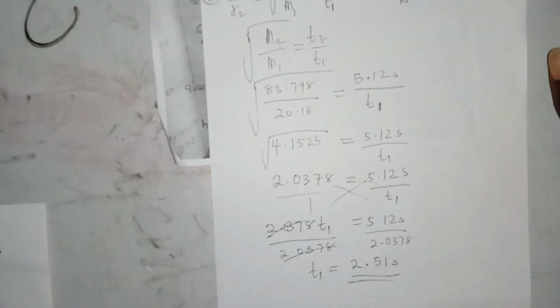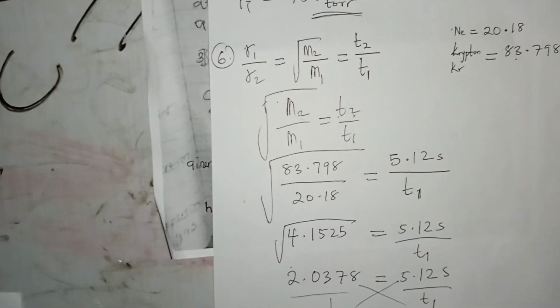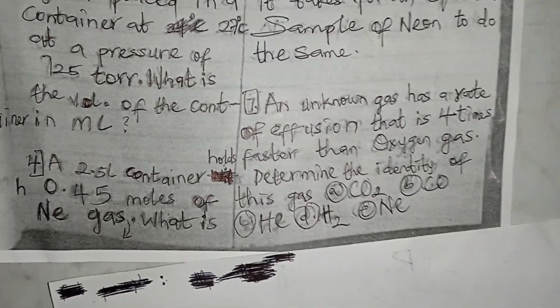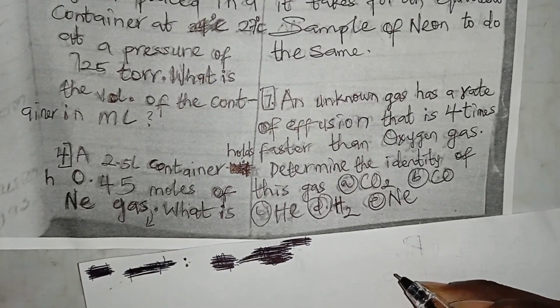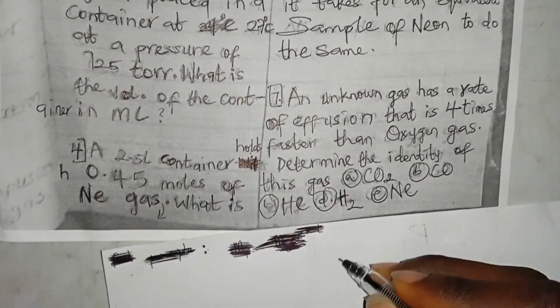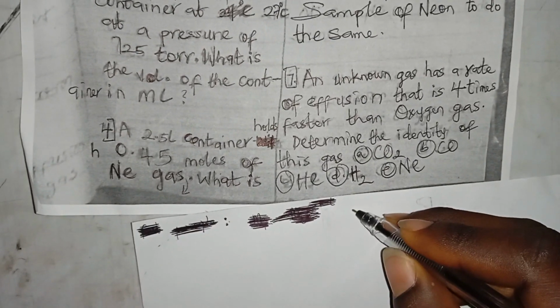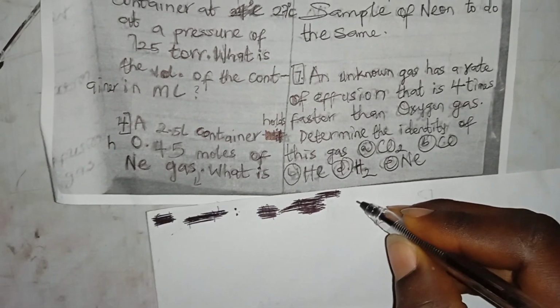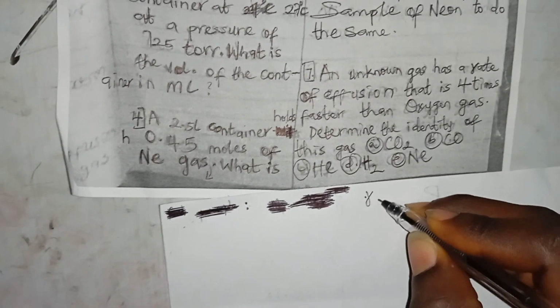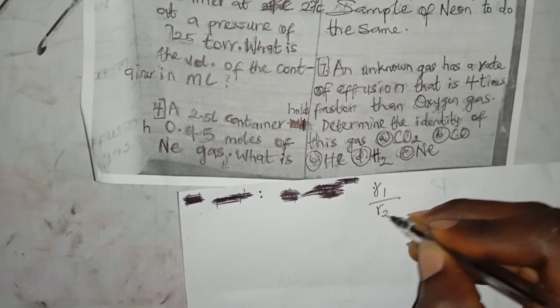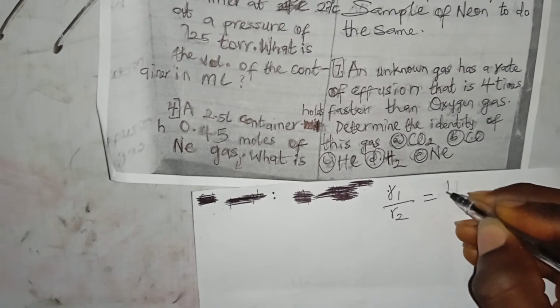So let's go to number 7, the 7th question. Question 7 says an unknown gas has a rate of effusion that is 4 times. So we've seen effusion is Graham's law. Let me just write the formula. The rate of effusion of two gases is inversely proportional.